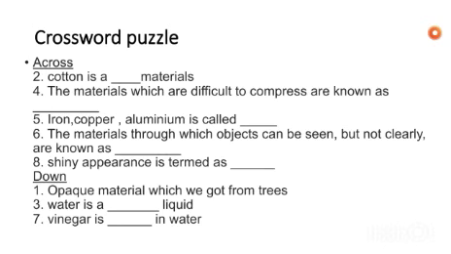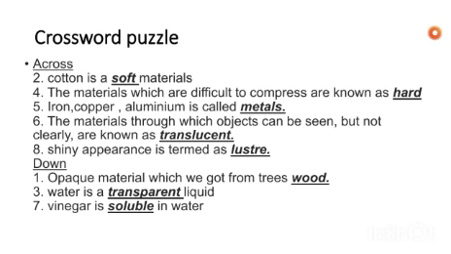Now I will be telling you the answers of these questions. What is cotton? Cotton is a soft material, and the materials which are difficult to compress are known as the hard materials. This we studied in the property of hardness of substances. Yes, so your answer was correct. Now you have iron, copper, aluminium. What are these? These are the metals that you sort according to their type of material. So these are the metals.